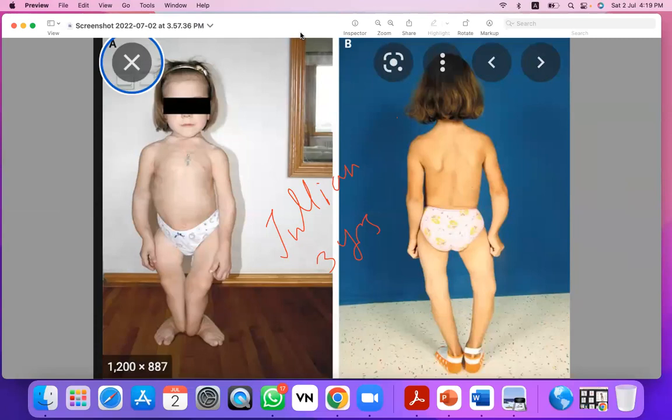Then I would like to check the hands also, starting from the hand. Is there any scar? No scar. Is there any deformity of the hands? I can see the elbows are a bit different, especially the left one.